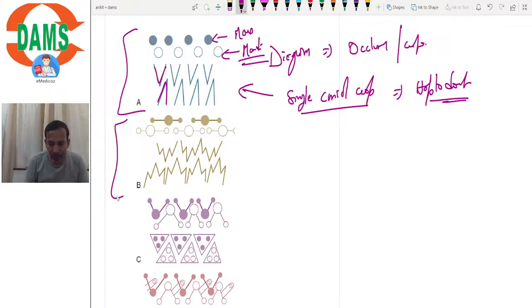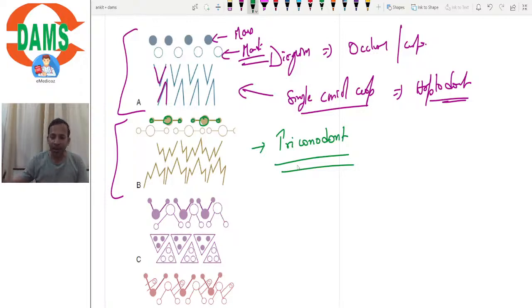In the next diagram, you can see this diagram represents a bigger central cusp and two smaller mesial and distal cusps. So there are three cusps and they are arranged in a line. What does this diagram represent? There are three cusps. The central one is larger and they are arranged in a line. So this will be known as triconodont. Triconodont, it has three cusps and these cusps are arranged in a line. So this is how they would occlude.